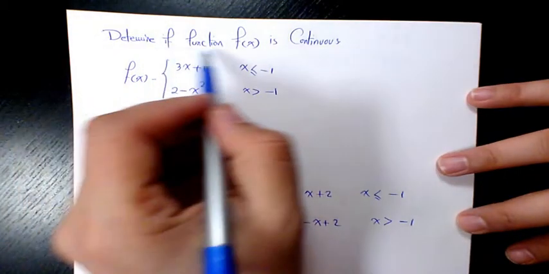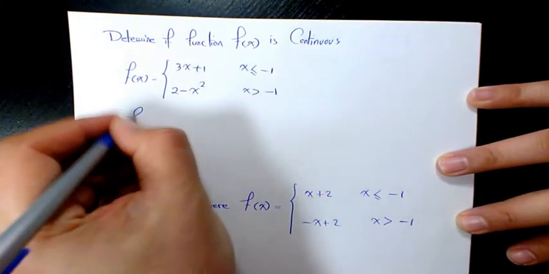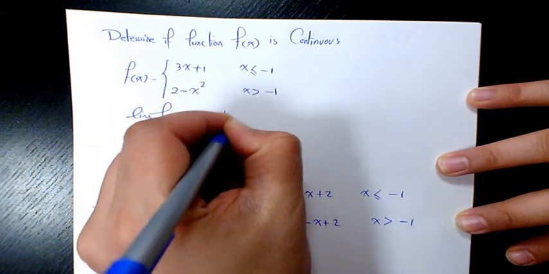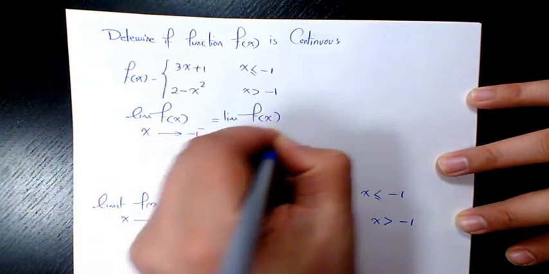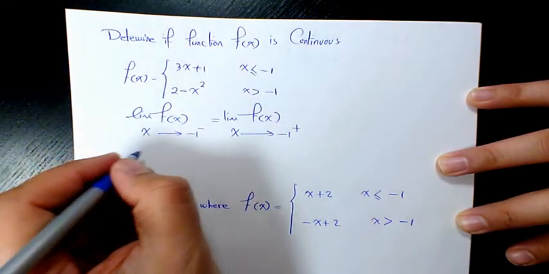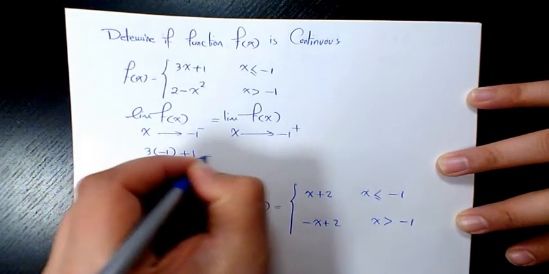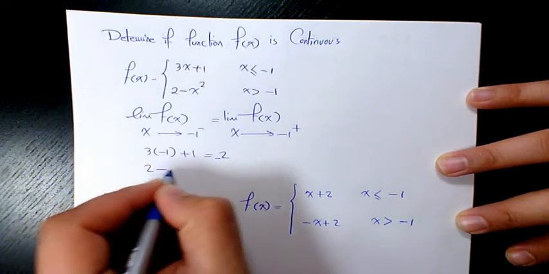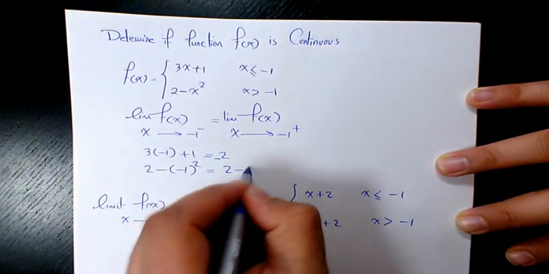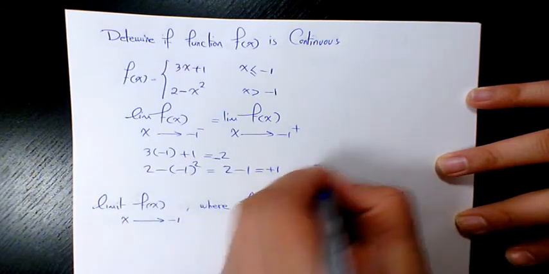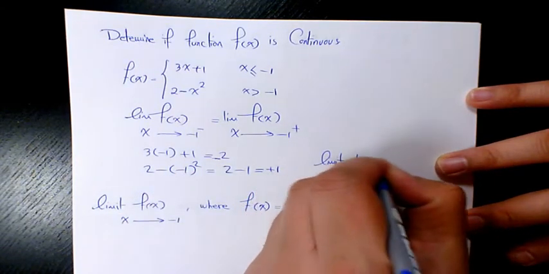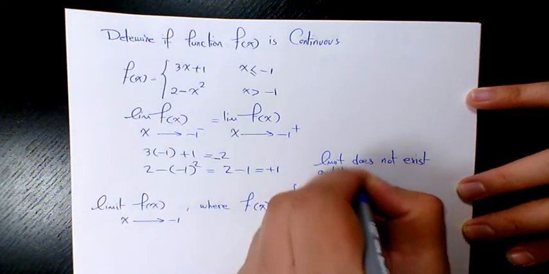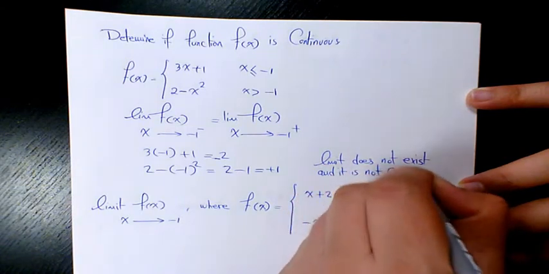Next one, determine if the function is continuous. So the limit of f of x when x is approaching negative 1 from the negative side equals the limit of f of x when x is approaching negative 1 from the positive side. It's going to be 3 times negative 1 plus 1, that's going to be negative 2. And here 2 minus negative 1 squared is going to be 2 minus 1, which is going to be plus 1. So the limit does not exist and it is not continuous.